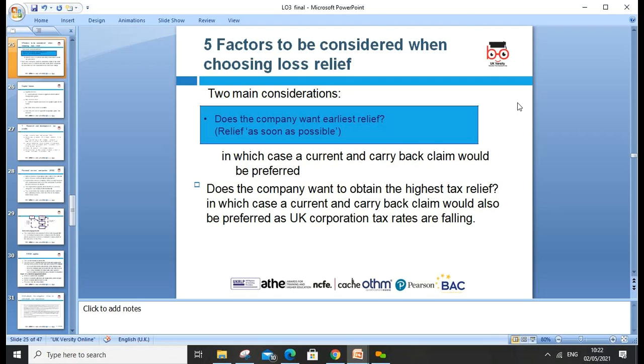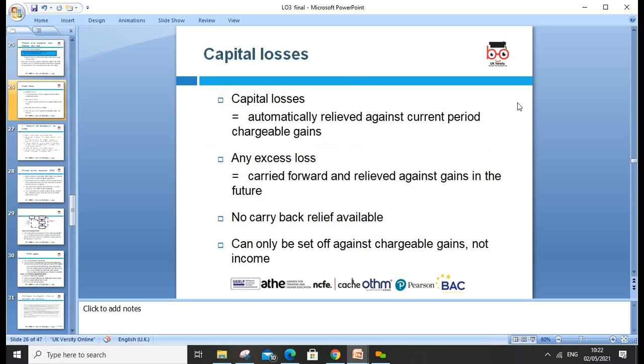Other factors we need to consider when choosing the relief. Does the company want relief earlier, as soon as possible, in which case the current and carry back claim would be preferable? We also need to look at tax brackets, where we fall, so we can save more. Any question in this regard, please? If you have, you can ask. Okay.